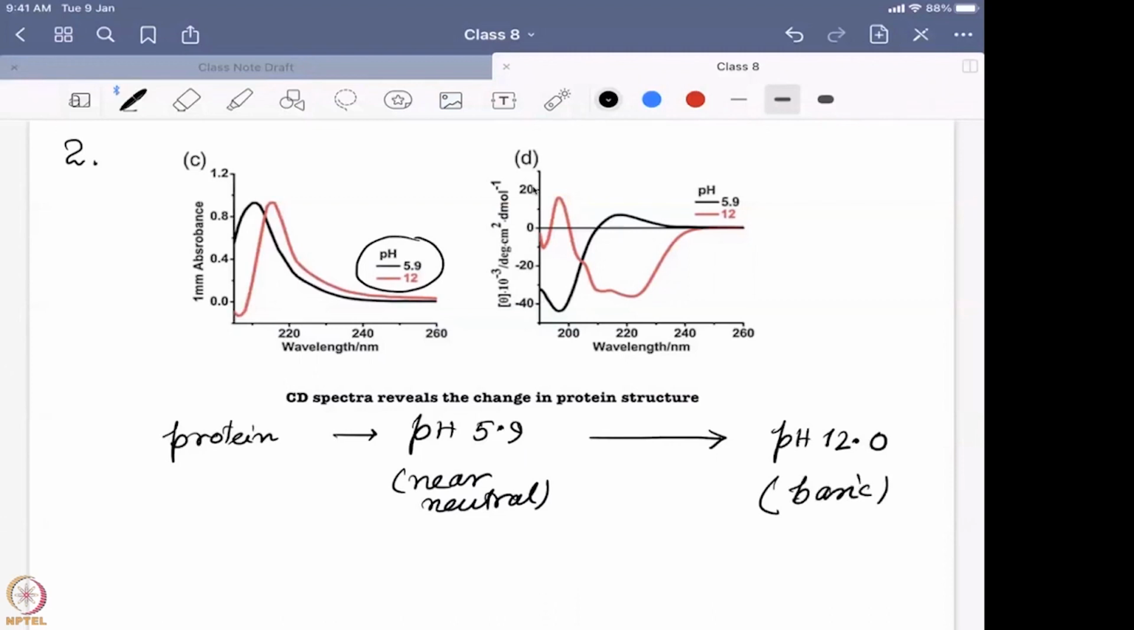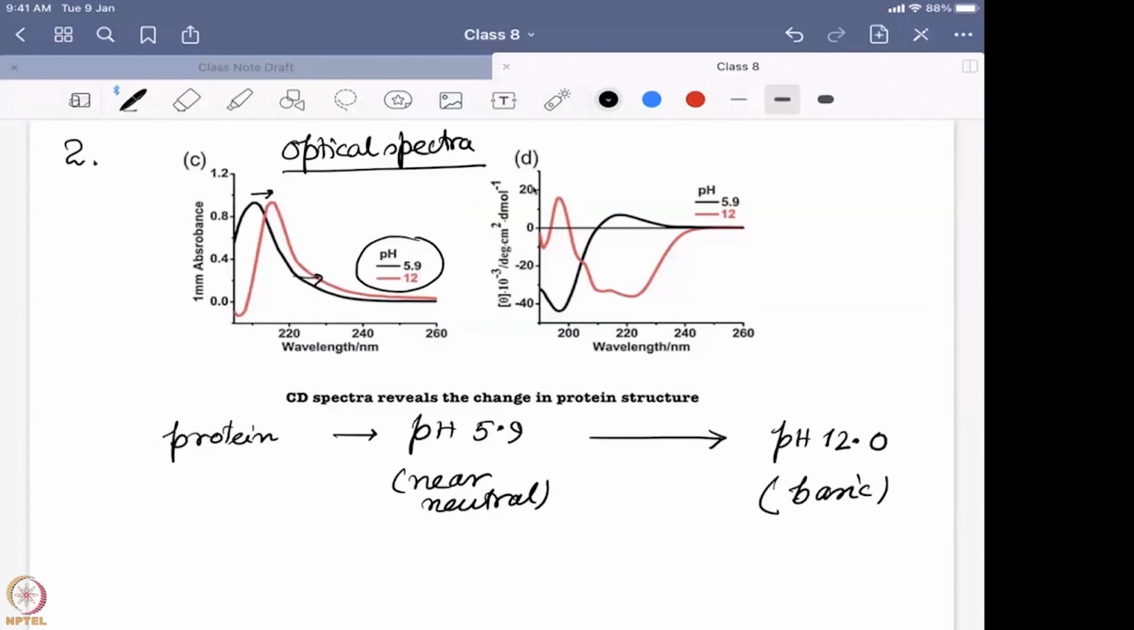Now the question is, if I change this pH, what is the effect on the protein structure? And over there you can see a simple optical spectra comparison. It is showing that yes, there are some changes. You can see some shift over here, some change over here, but it is not a clear-cut change.